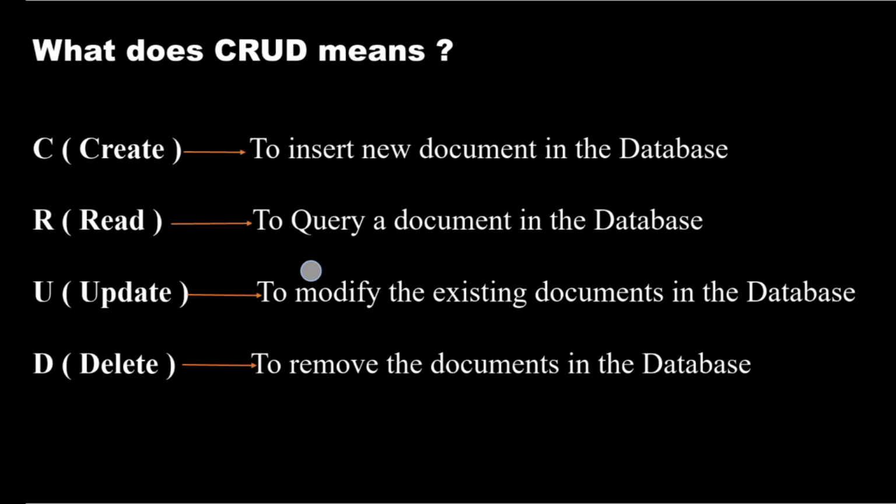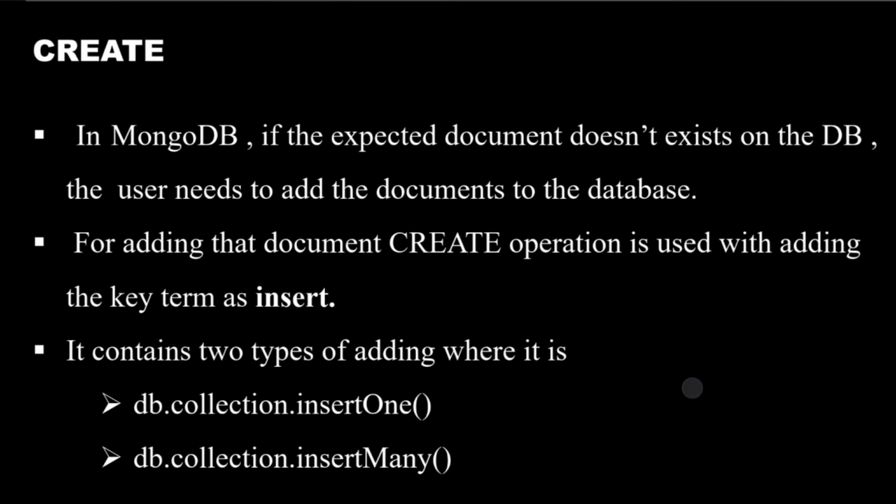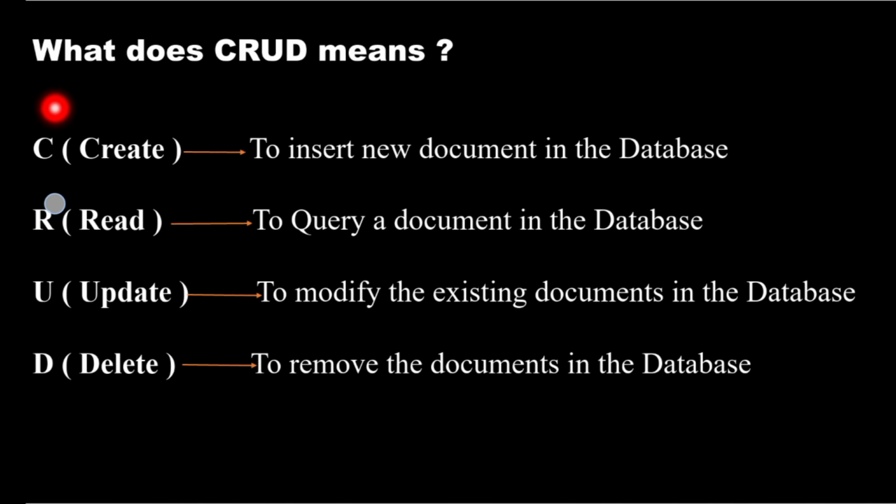The second question is what is meant by CRUD, that is, its expansion. Here, C stands for create, R stands for read, U stands for update, and D stands for delete. The combination of C, R, U, D is the word we pronounce as CRUD. Create means to insert a new document in the database.